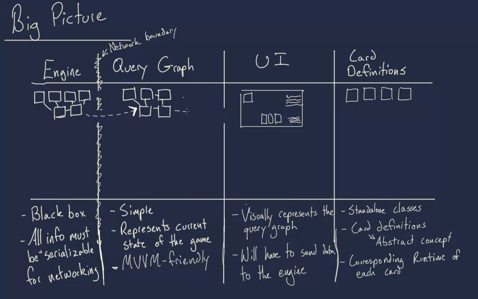You should probably actually start that line from the engine. Oh, okay. That would probably make more sense. Make sure we're talking about the same line. You know what I'm saying? Okay. Well, if you're going to draw from query graph to the UI to represent the iNotify property change, then yeah, that makes sense. So this is going out to the card definitions?